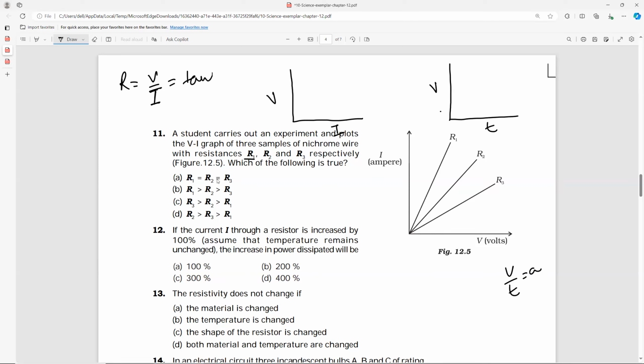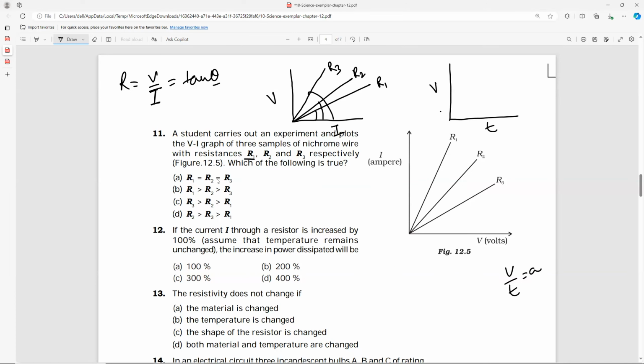And that will be equal to tan theta. The more the value of theta, the more will be the resistance. If we have two or more graphs on the same point, you have R1, R2, and R3, the more the theta from the I, the more will be the resistance.